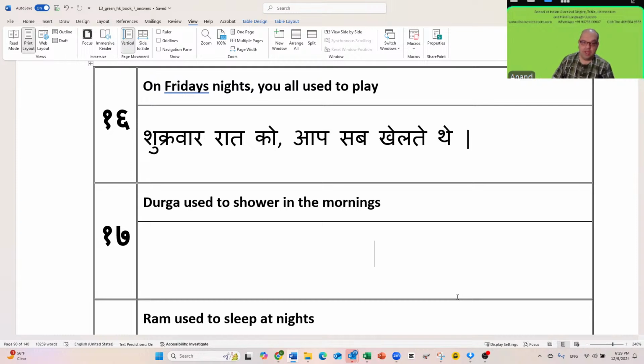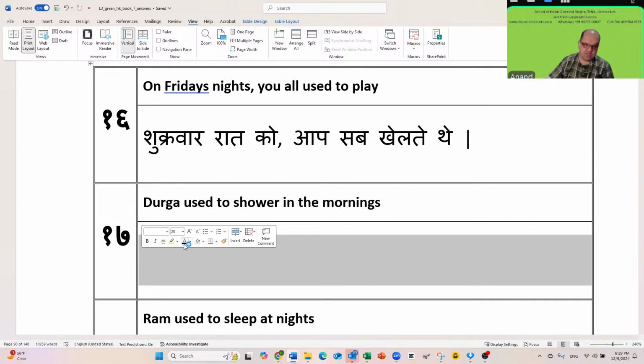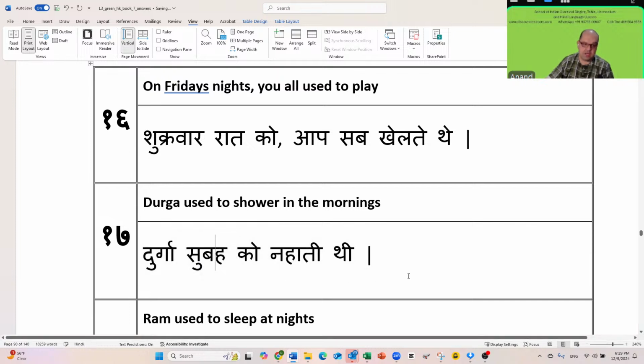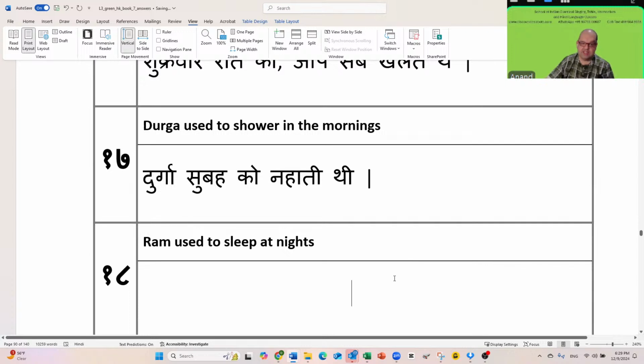Okay. Next one, Prahlad. Durga used to shower in the mornings. दुर्गा सुबह में नहाती थी. Yeah. So Durga is obviously the name of a person, which is generally feminine. So Durga subah mein nahati thi. That's why we simply said nahati thi.